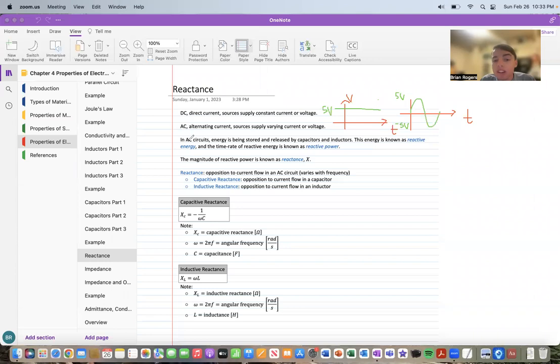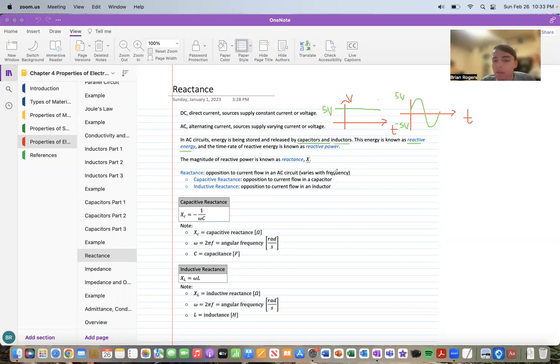In AC circuits, energy is either stored or released by capacitors and inductors. Remember, capacitors store energy in their electric field, whereas inductors store energy in their magnetic field. This energy is known as reactive energy, and the time rate of reactive energy is known as reactive power. The magnitude is known as the reactance. Reactance is often symbolized with capital X.